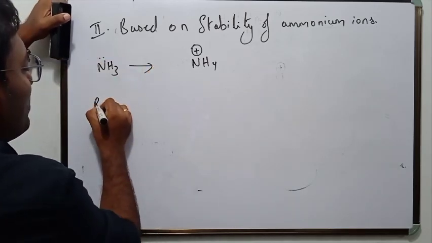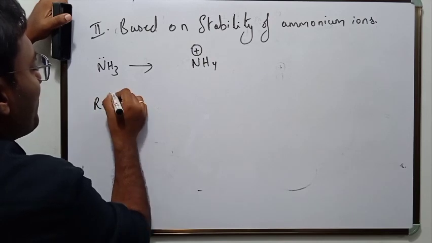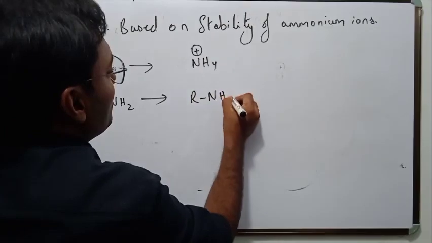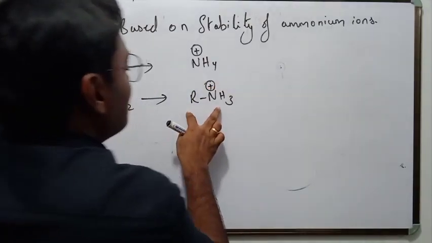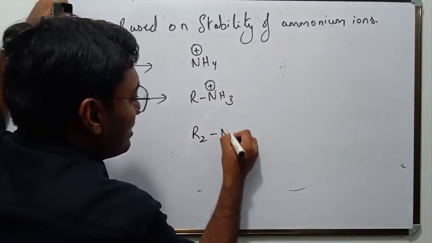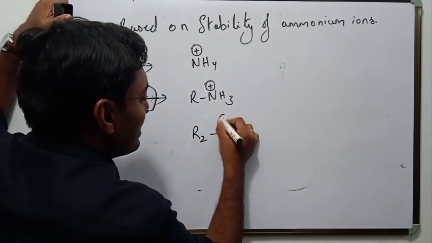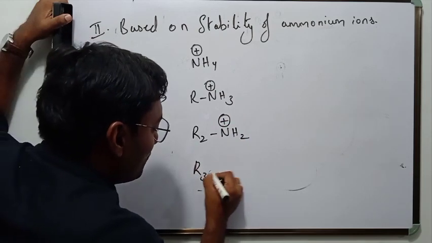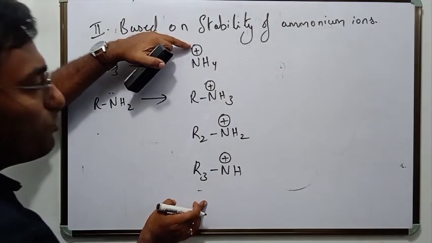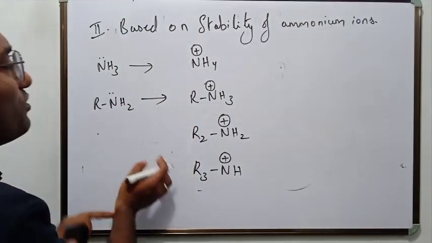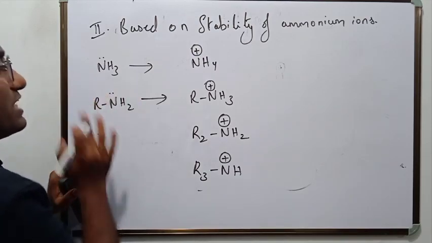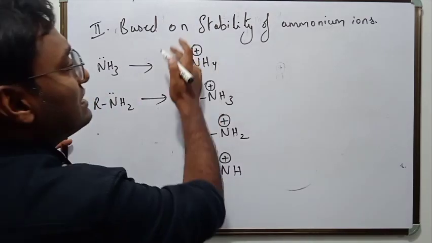What will be formed for your primary amine? This will be formed for primary amine, that is alkyl ammonium ion. What will be formed for secondary amine? This will be formed for secondary amine. And for tertiary amine, what will be formed? This will be formed for tertiary amine. So these are the ammonium ions that are formed for primary, secondary and tertiary amine when H plus is subtracted from the water. Now let us see the stability of these molecules.